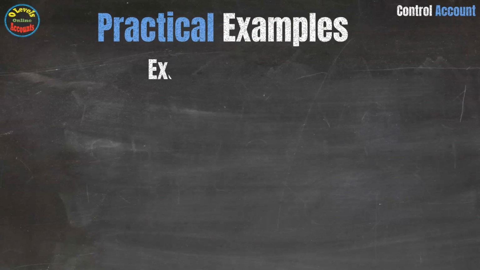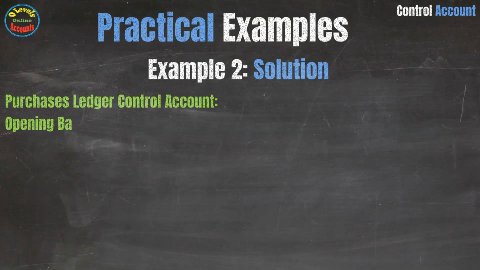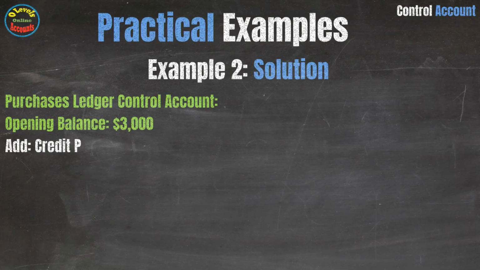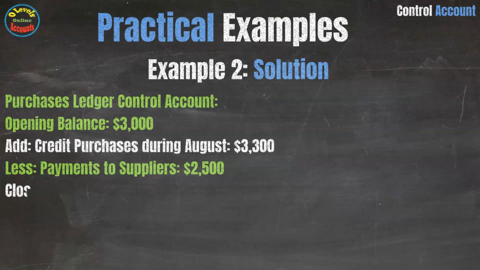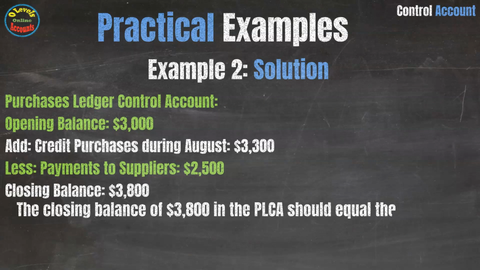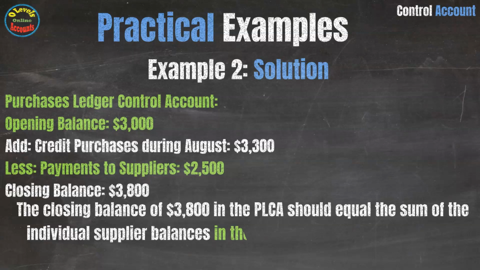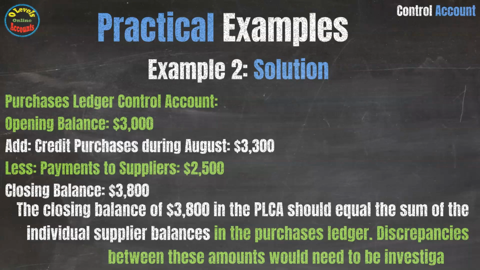In this slide, we will check the solution for Purchase Ledger Control Account. We have an opening balance of $3,000, add credit purchases during August, $3,300. The total would be $6,300. Then, less payments to suppliers, $2,500. Finally, we'll get a closing balance, $3,800. The closing balance of $3,800 in the PLCA should equal the sum of the individual supplier balances in the purchases ledger. Discrepancies between these amounts would need to be investigated.